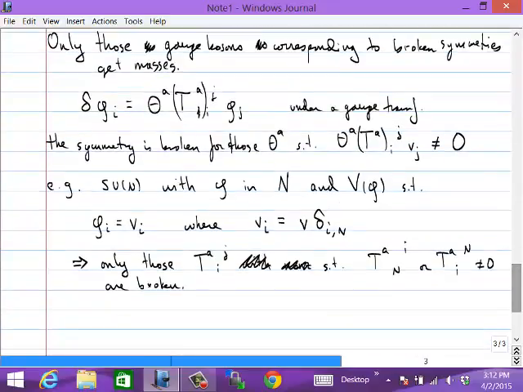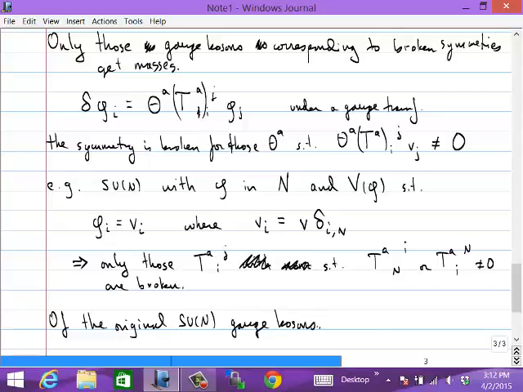So what does that mean? That means that of the original SU(N) gauge bosons, some will remain massless and some will not. In particular, the ones that remain massless correspond to the unbroken symmetry. Those are the gauge bosons that correspond to the T^A where the last column and last row are all equal to 0.